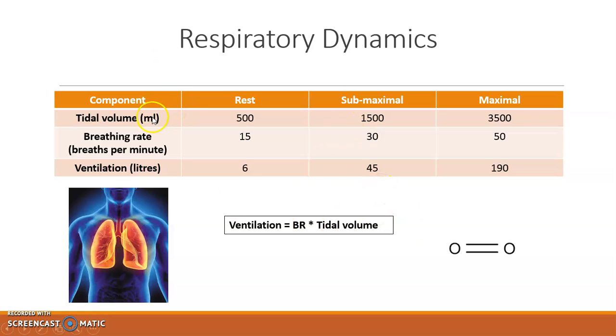A typical value for tidal volume at rest is 500 milliliters, breathing rate 15 breaths per minute, ventilation 6 liters, and you can see these normative values for each level of exercise here. The demand for oxygen that is caused by exercise at different intensities causes these values to change, and therefore ventilation to change, as shown here.